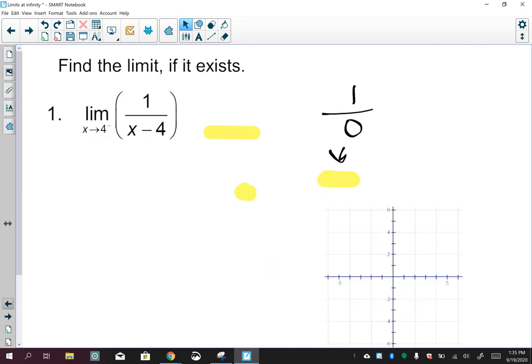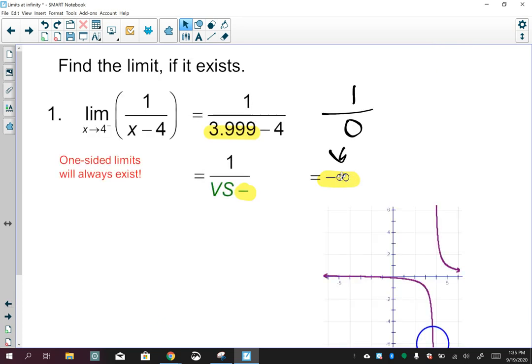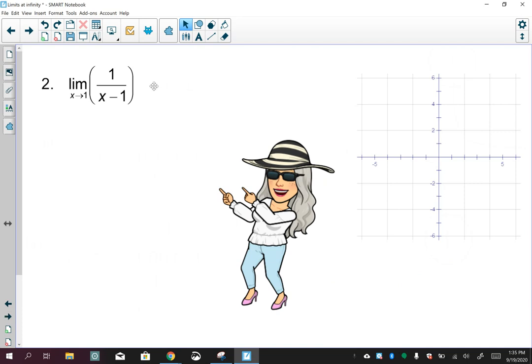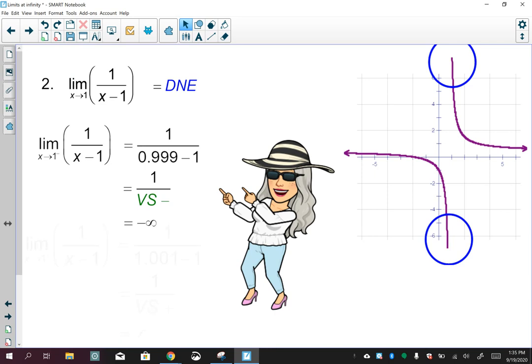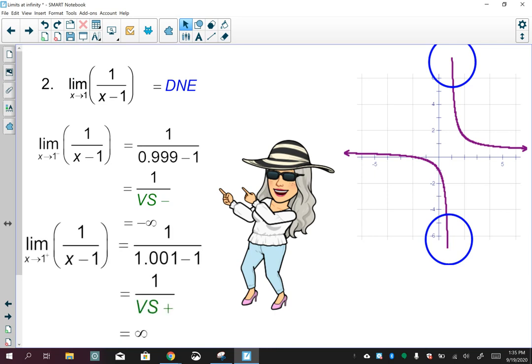Unlike the one behind it, this one actually had an infinity answer, because I was only looking at it from one side. This one will actually be does not exist, and you can see that by looking at the graph, or you can plug in numbers. Okay, so yes, infinity still means it doesn't exist. However, you can take that does not exist and ask, do I still go in the same direction? For this question, the answer is no, we don't go in the same direction. We go in two opposite directions.